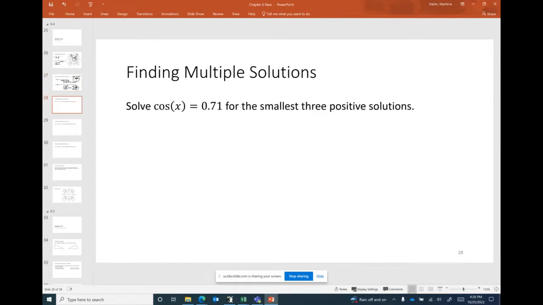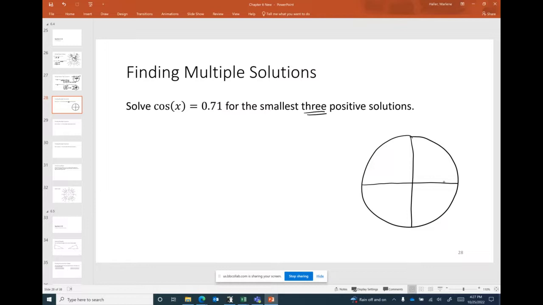All right, let's look at this example here. Cosine of x equals 0.71. We want the smallest 3 positive solutions. Always, always, always start with your diagram. Make a unit circle just to see where these angles are going to fall. The cosine is 0.71. Cosine, that's the x coordinate of the terminal point. So where is? Let me draw a better one. Where is x going to be 0.71?